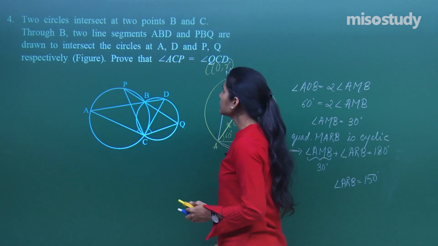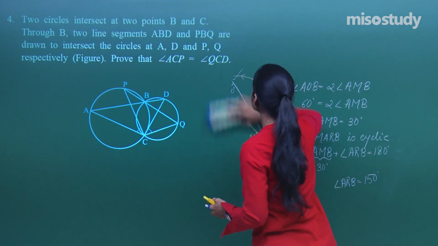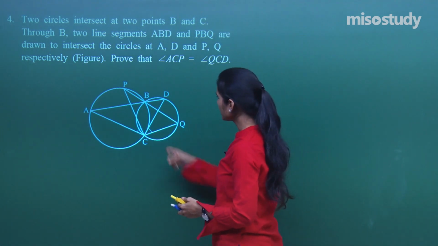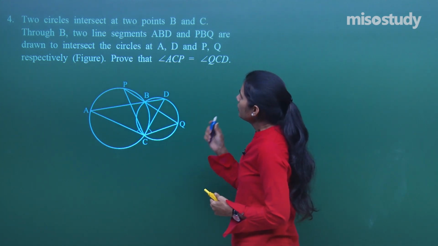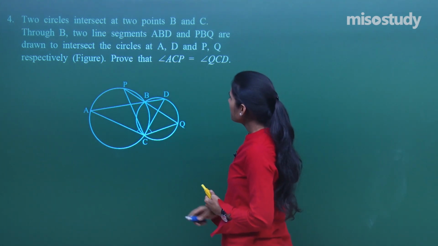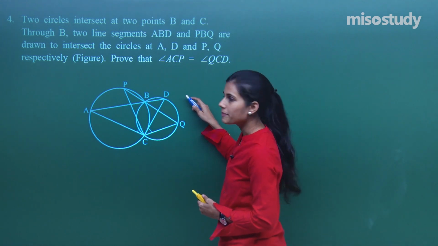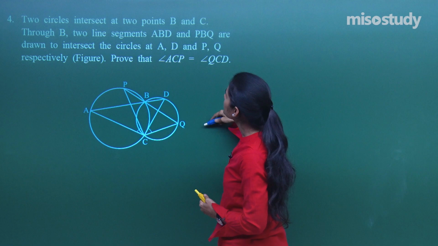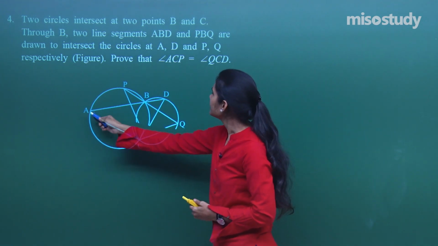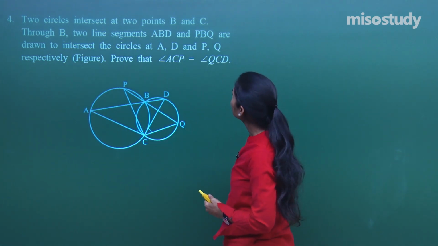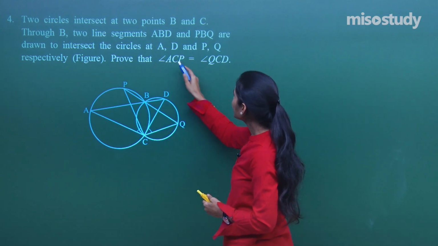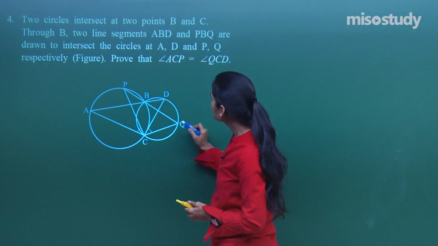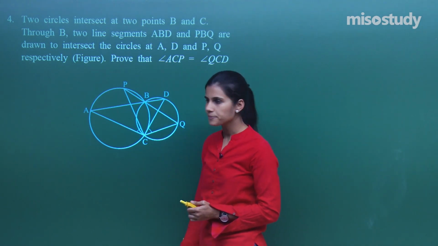It says that two circles are intersecting at 2 points B and C. So there are two circles intersecting at 2 points B and C. You can clearly see that. Through B, two line segments ABD, these are line segments, mind it, ABD and PBQ are drawn to intersect the circles at A and D and P and Q respectively. Prove that angle ACP is same as angle QCD. ACP, this angle is same as angle QCD, I have to show that.